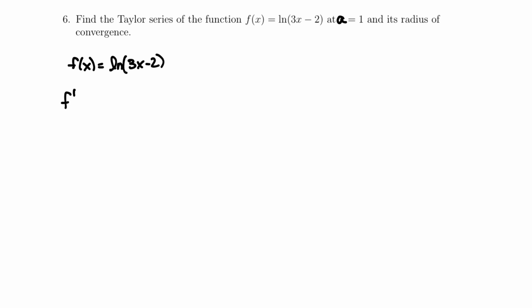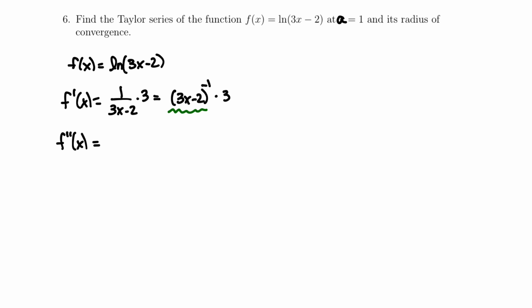and then we take our first derivative, which is 1 over 3x minus 2 times 3, which I'm going to rewrite as 3x minus 2 to the negative 1 times 3. And then we take our second derivative, and I'll focus over here. So it's the derivative of this guy, which is going to become negative 1 times 3x minus 2 to the negative 2 times the derivative of the inside, 3, times, I already had a 3.